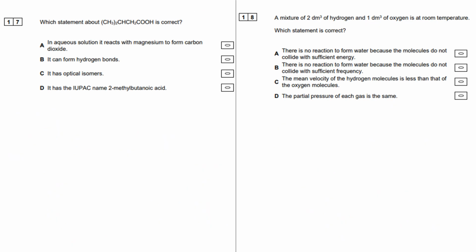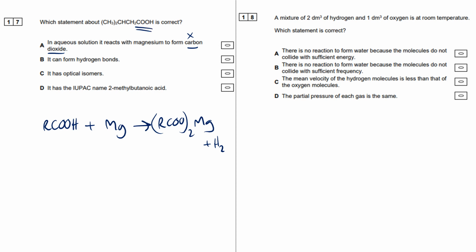Question 17. Which statement about this carboxylic acid is correct? In aqueous solution it reacts with magnesium to form carbon dioxide. Carboxylic acids do indeed react with magnesium and other reactive metals, but it won't produce carbon dioxide. Metal plus acid, you're going to form your carboxylic acid salt, and you're going to get hydrogen gas given off, not carbon dioxide.